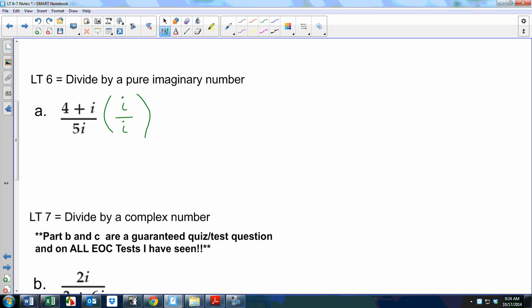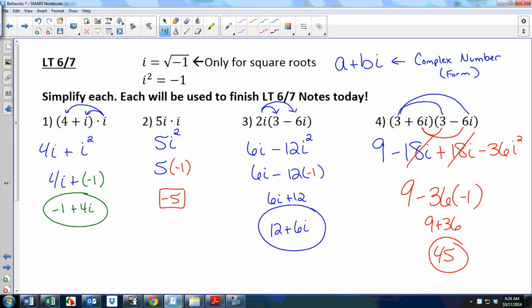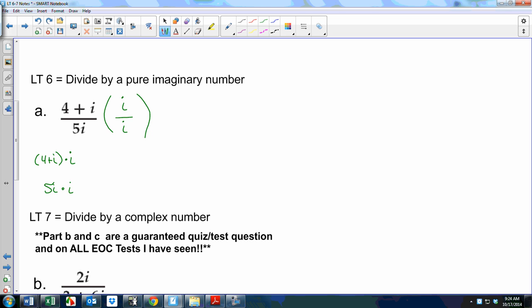All right, so we'll look back at those bell work answers. 4 plus i, that's the top of the fraction, is being multiplied by i. We've already got that answer. 5i is being multiplied by i in the denominator. We already got that answer. So let's look back. What are those two answers? Let's see, the first one is negative 1 plus 4i, and the second one is negative 5. So negative 1 plus 4i is the top of the fraction, and the bottom is negative 5. We've successfully divided by 5i. The i's gone in the denominator.